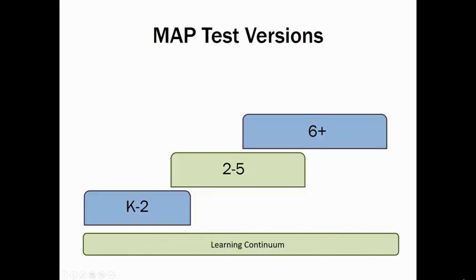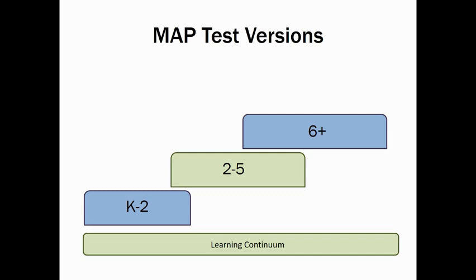All three versions of the test overlap in content and presentation. Higher performing students in grades K and 1 will see concepts from 2nd and 3rd grade. As a student in these lower grades begins to rise up through the RIT ranges, they will encounter some items that are no longer presented orally to them.